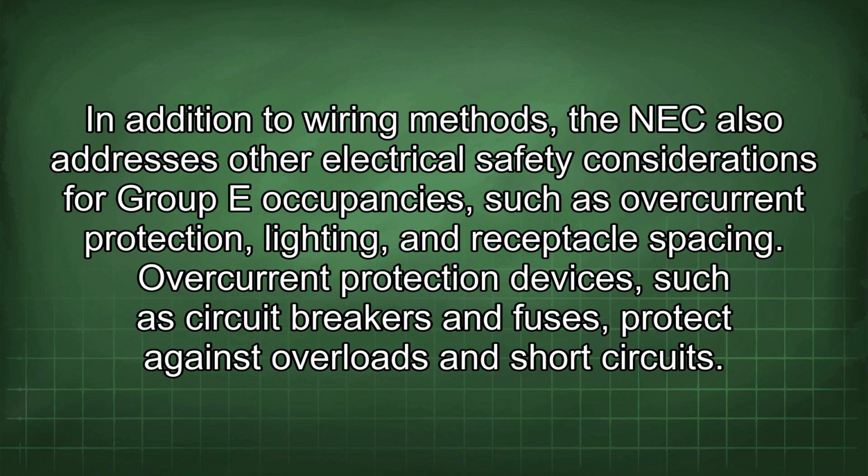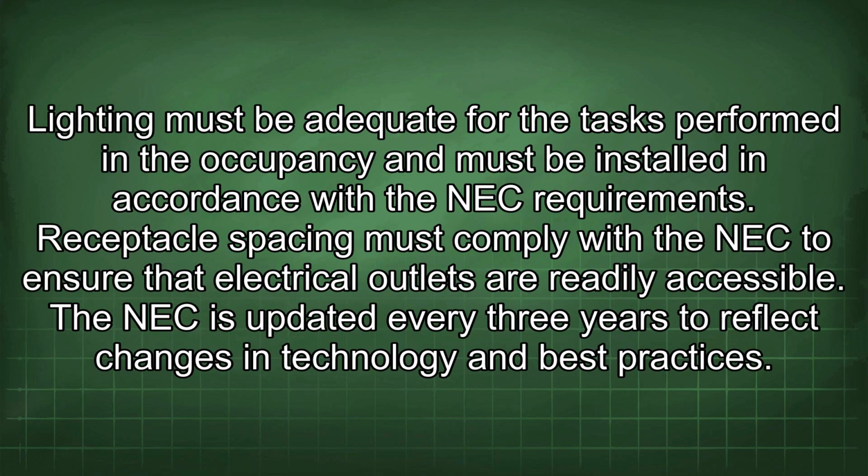In addition to wiring methods, the NEC also addresses other electrical safety considerations for Group E occupancies, such as overcurrent protection, lighting, and receptacle spacing. Overcurrent protection devices, such as circuit breakers and fuses, protect against overloads and short circuits. Lighting must be adequate for the tasks performed in the occupancy and must be installed in accordance with the NEC requirements. Receptacle spacing must comply with the NEC to ensure that electrical outlets are readily accessible.